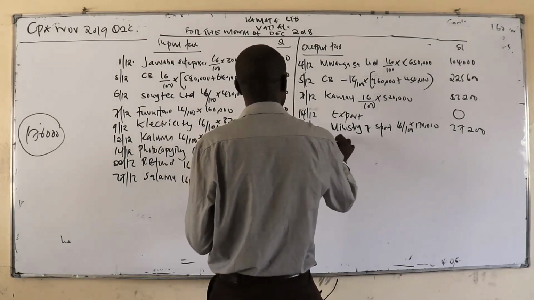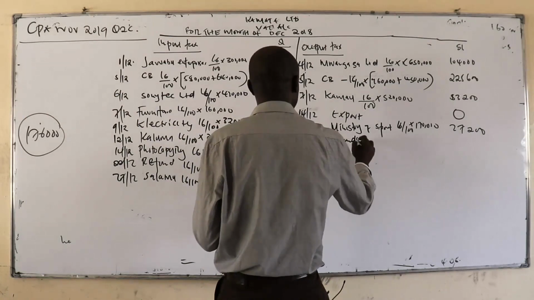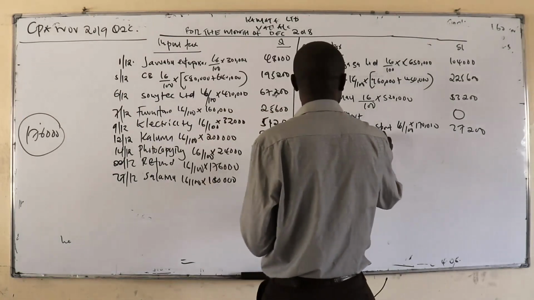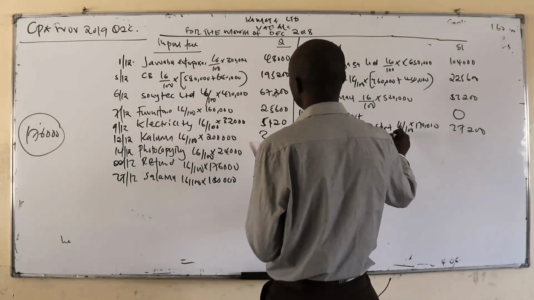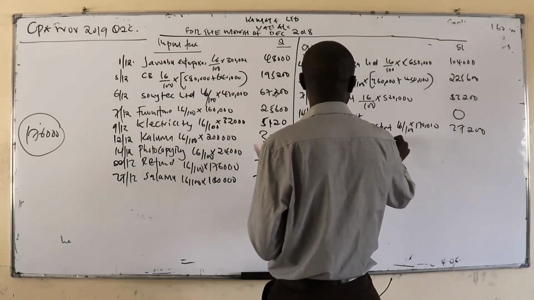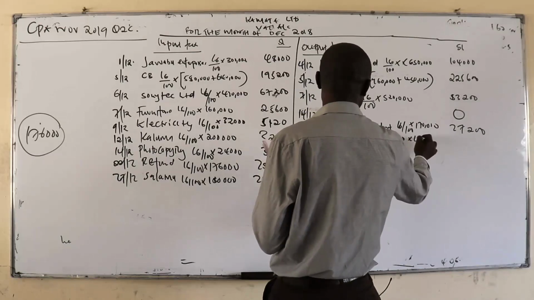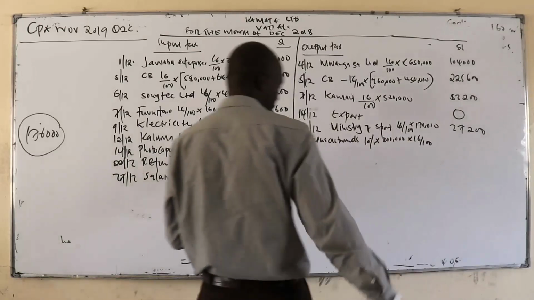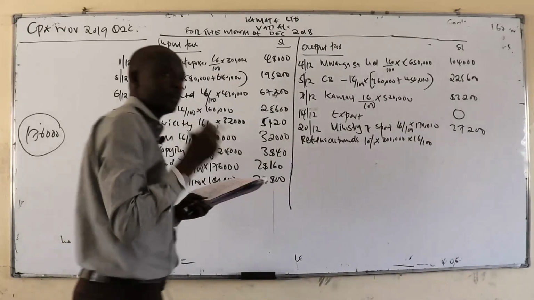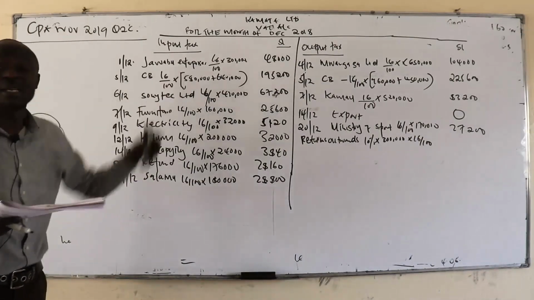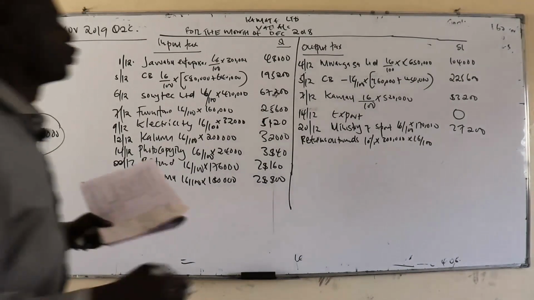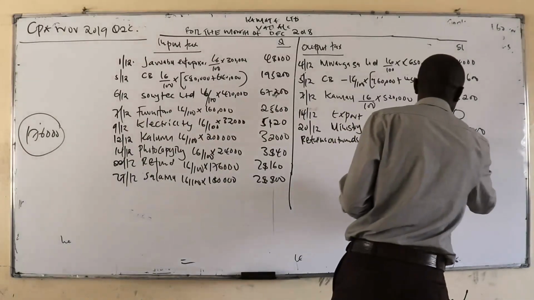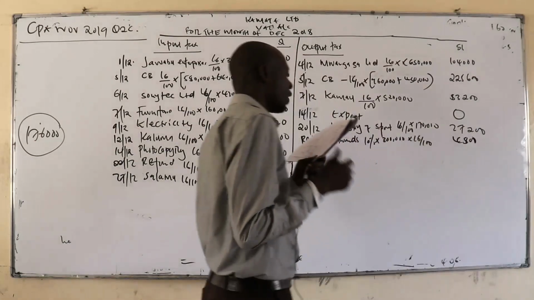Returns outwards. It's going to be 10% of 300,000, times 16 out of 100. So 10% were returned, 10% of the total purchases, which was 300,000. Returns outwards, we said we put on the other side. How much does it come to? So we put here 4,800. So we are done with note number 2.